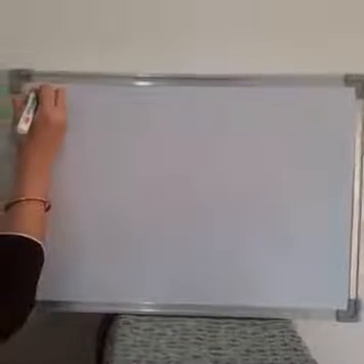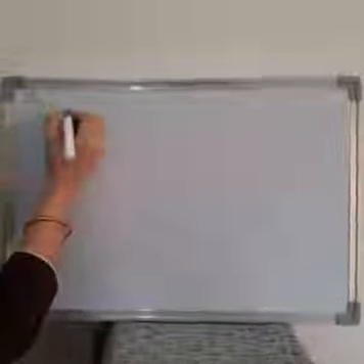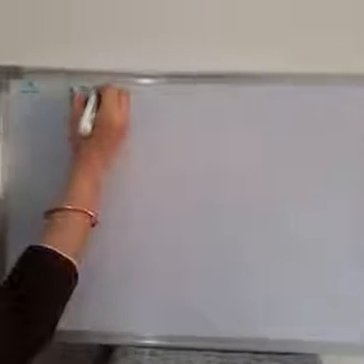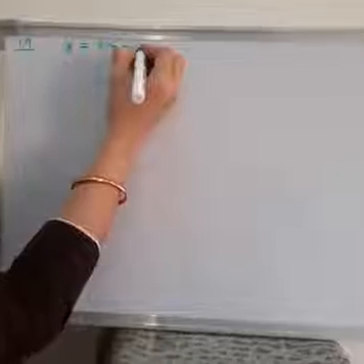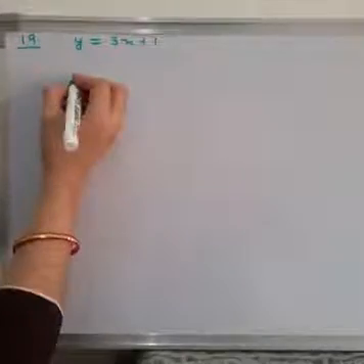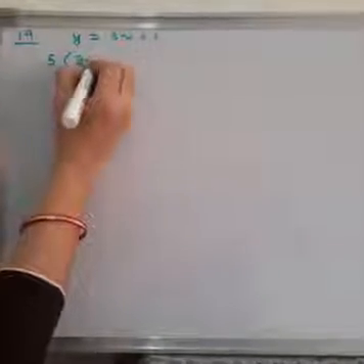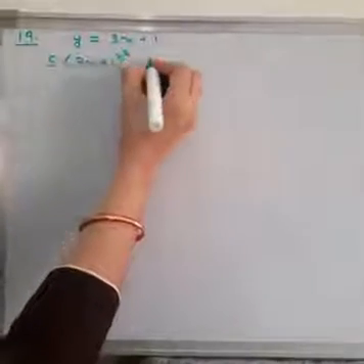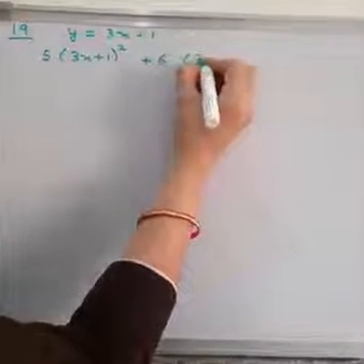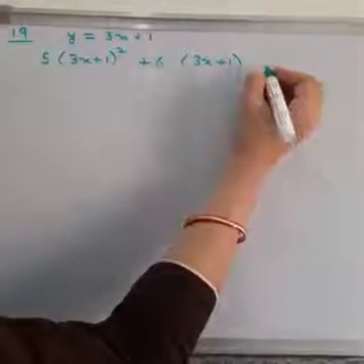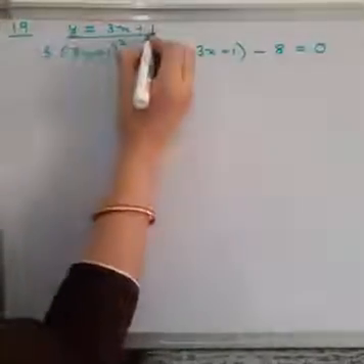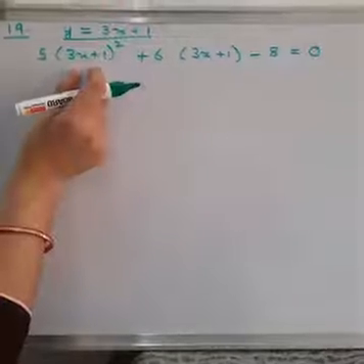Let us now take on the next question, which is question number 19, where it is given, use the substitution y is equal to 3x plus 1 to solve for x, and the given expression is 5 into 3x plus 1 whole square plus 6 into 3x plus 1 minus 8 is equal to 0. Okay. Now the substitution to be used is this one. That means we will replace 3x plus 1 by y.